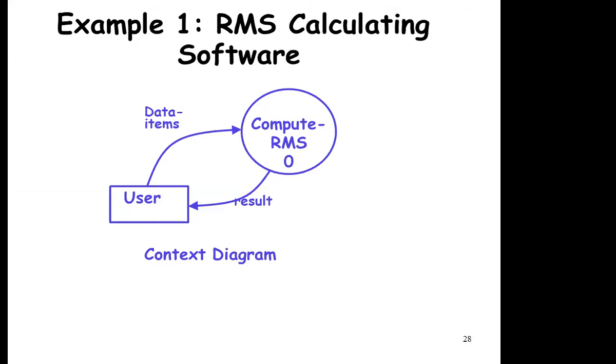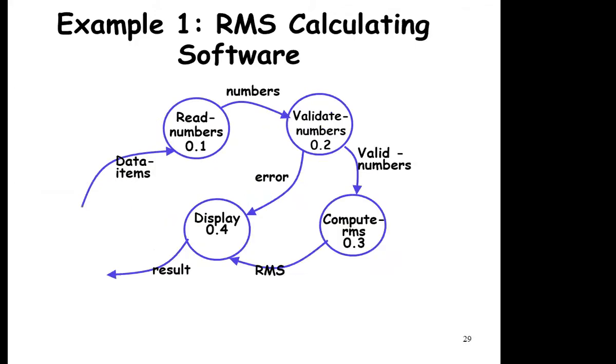We have to see how to find the RMS. The first function is to read all the numbers. Then we have to validate that the numbers are between minus 1000 and plus 1000, because the condition given in the problem was that your number should be between minus 1000 and 1000. So the first step is to get the 3 numbers, and the next function is to validate the 3 numbers.